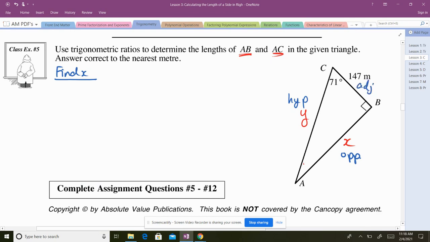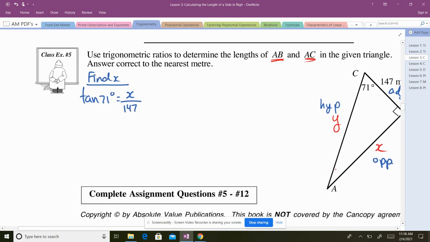If we're solving for X, it's opposite, and we know the adjacent. So we are using tan. That makes sense? So we go tan of 71 is equal to the opposite, which is x, over the adjacent, 147. Now this is regular. So tan of 71. What's tan of 71? 2.9.